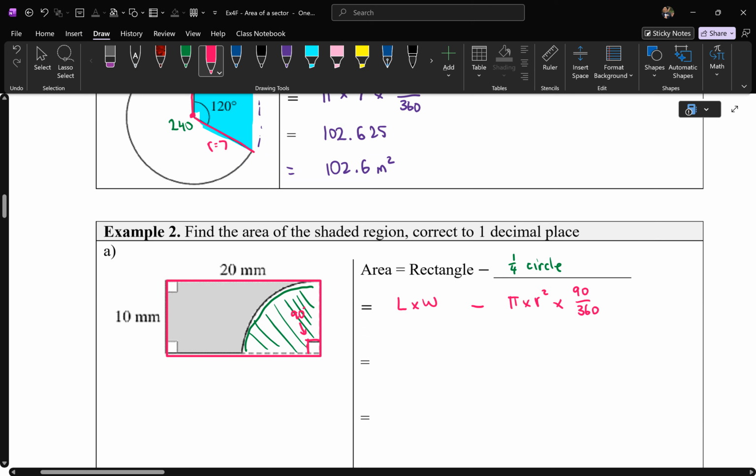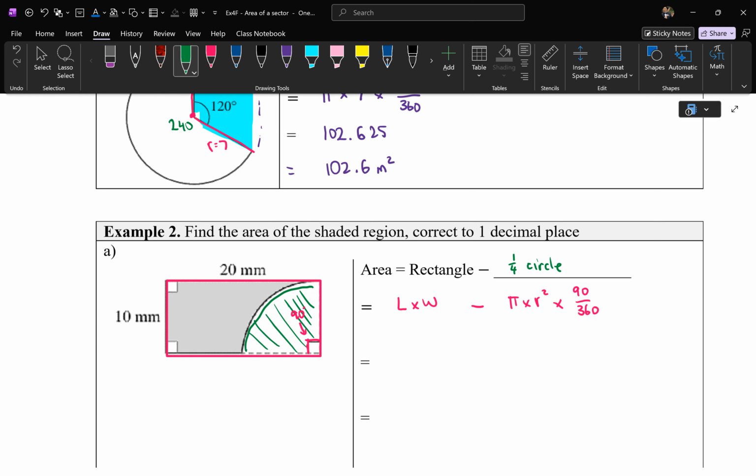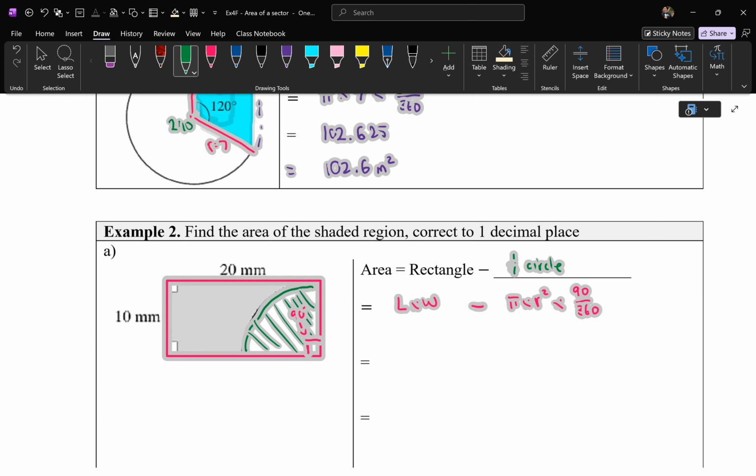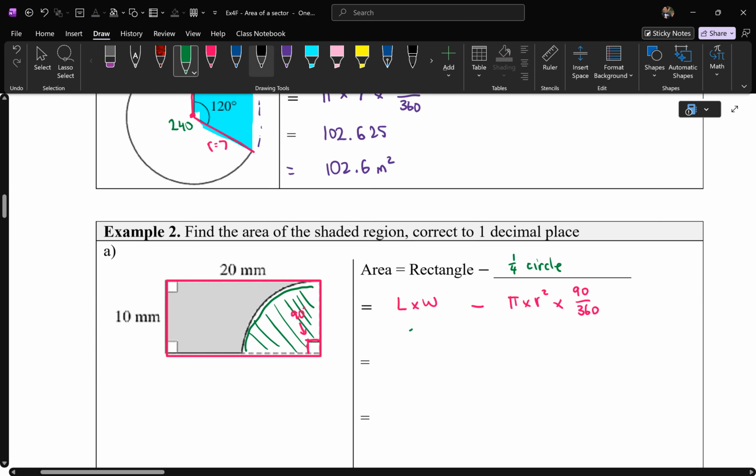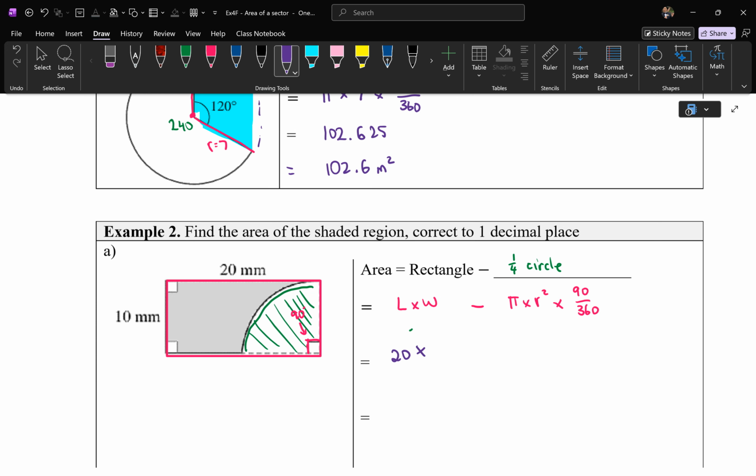Length times width. Which one's my length? Can I please have Fitzroy? So for the rectangle, which one's the length? 20. Very good. 20 is the longer side, so we say 20 times the shorter side, which is 10. So that will give you the area of the rectangle. So I just put it in brackets so you can see that's the rectangle. Minusing, now you're going to work out the circle.